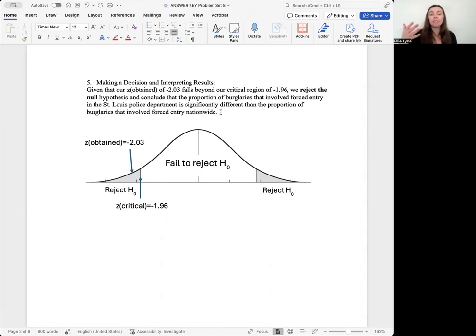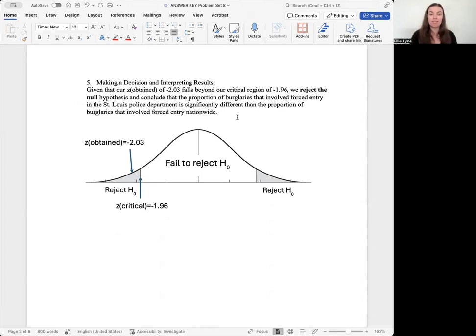Here is an example interpretation of what this means within the context of the problem. One key note about step 5 is we always have to use one or the other key phrase: either we reject the null hypothesis or we fail to reject the null hypothesis. There is no accepting the null hypothesis, or rejecting and accepting the null hypothesis. It's only those 2 key terms, so keep that in mind. But don't just say fail to reject or reject; we want to make sure it's within the context of the problem.